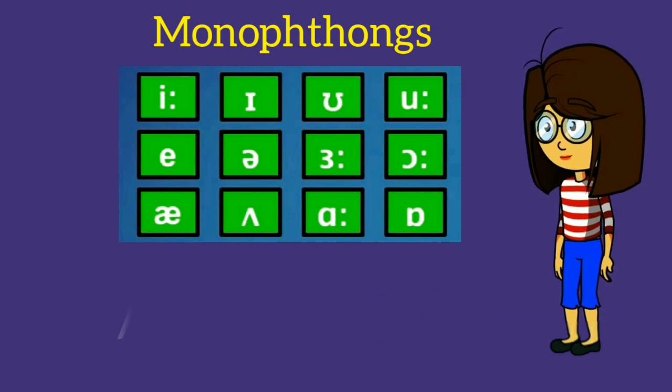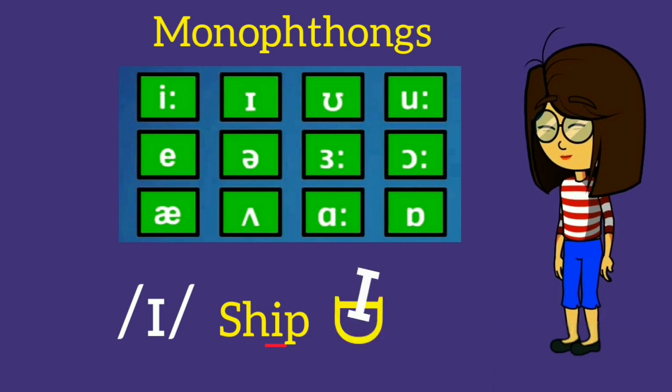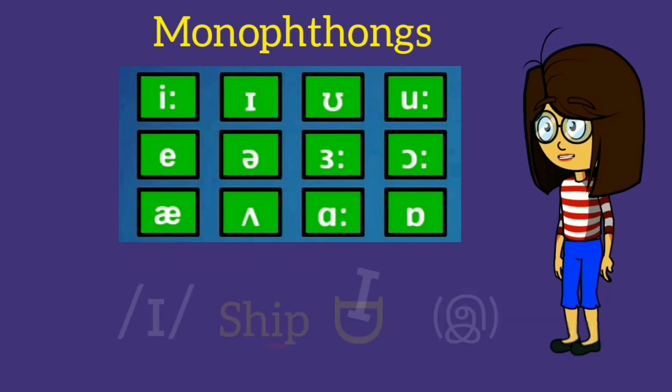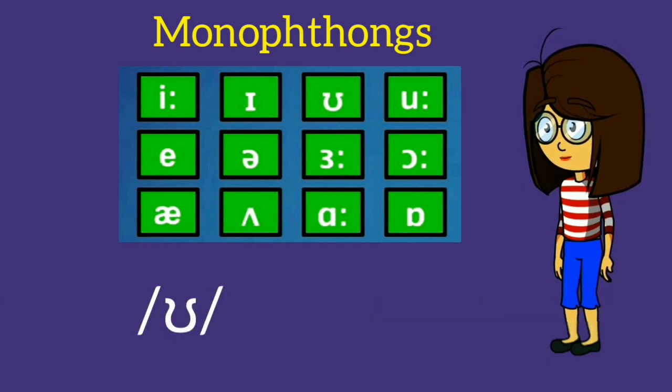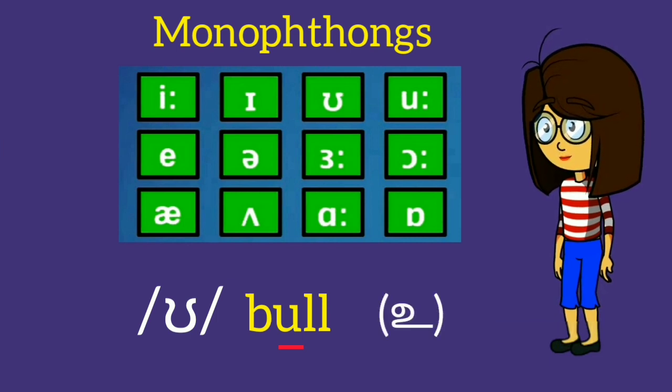Next is the sound in the word ship. You can see the symbol in the picture of a ship. This phoneme is like the sound of a Tamil letter. Next is the sound in the word bull. You can visualize the symbol like the face of a bull. It sounds like a Tamil letter.